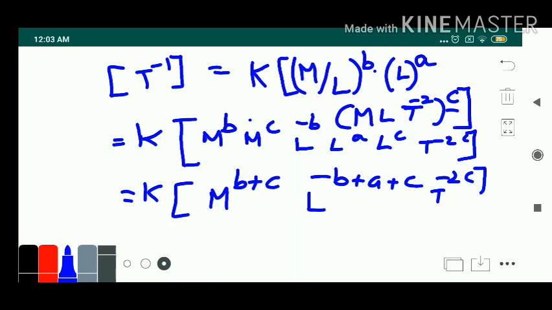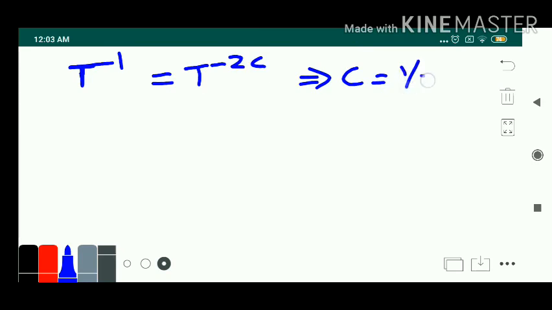Right? Clear? Now I'm going to rub it off, guys. Now that means in LHS term there is only time, which is T raised to minus 1. And similarly, what is in the RHS term? T raised to minus 2C. So that means C's value should be equal to 1 by 2. Very easy. Right? Now let's move on to the mass term.